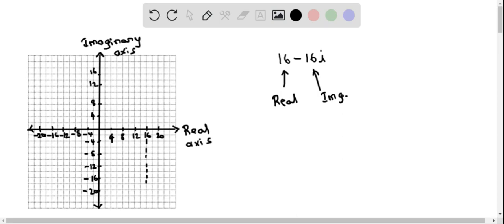I can put this line, and the imaginary part is negative 16. So I'm just dropping a line across. So this is the point 16 minus 16i on the complex plane.